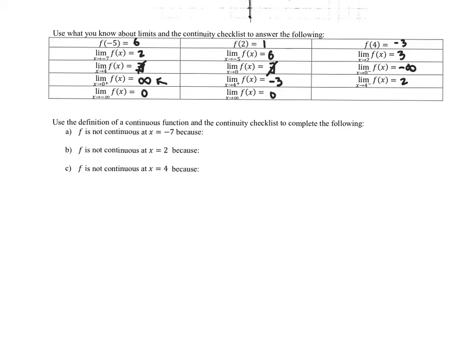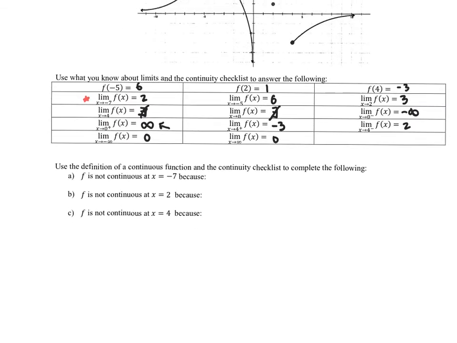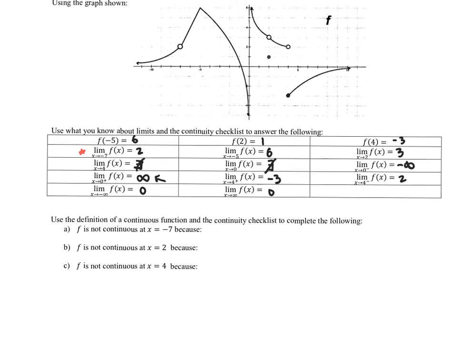So looking at part A, f is not continuous at x equals -7. Okay, so let's look at the items that involve limits as x approaches -7. I guess I should scroll up to the graph. As we approach -7, we have to consider, does f of a exist? That's the first part. Second, does the limit as x approaches a of f of x exist? And then are those two things equal? So is f of a equal to the limit as x approaches a of f of x?